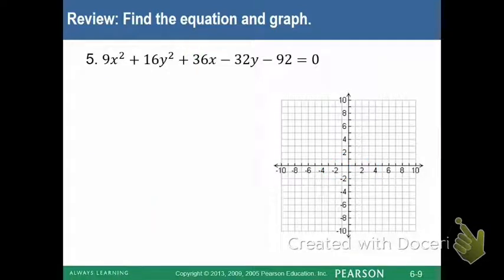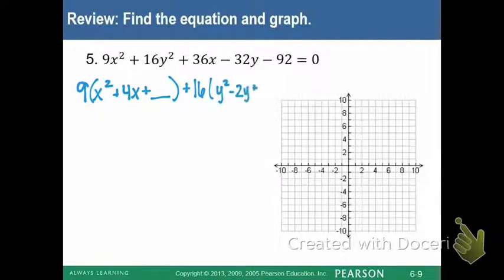Last one is completing the square, so just practicing this one more time. Okay, so remember that you want to take out your GCF. So I'm going to take the 9 out for the x's. That leaves me with x squared plus 4x plus blank. We'll take out the 16 for the y's. So that leaves me with y squared minus 2y plus blank. And then move over that 92 to give me a positive 92 on the right side.